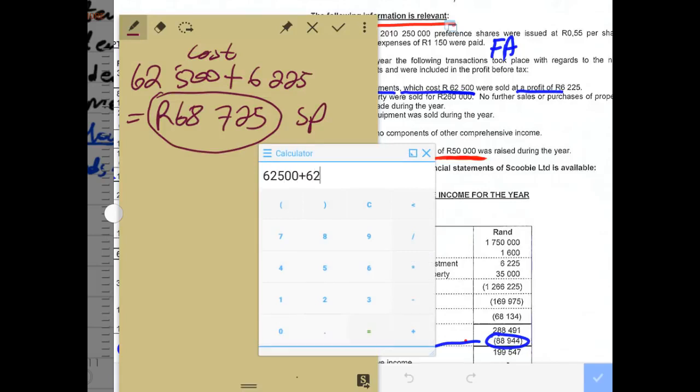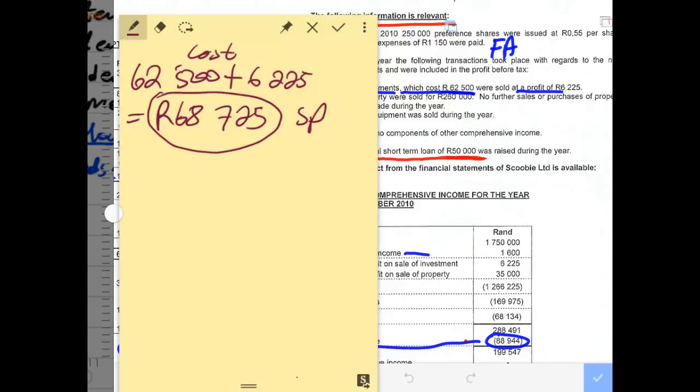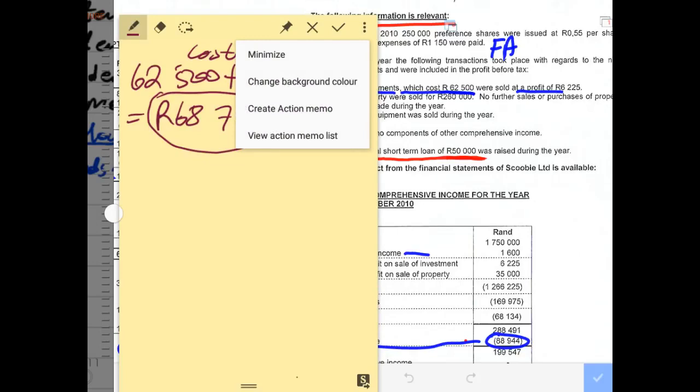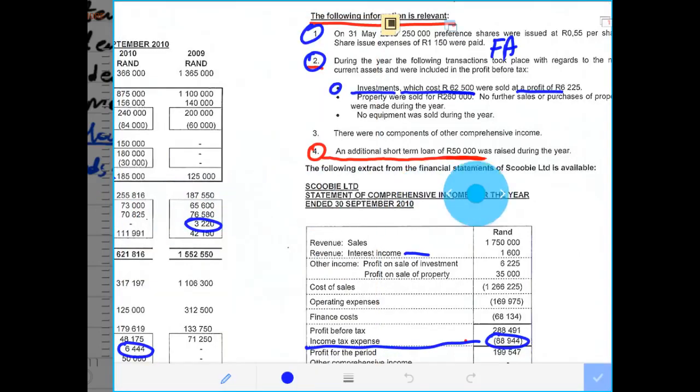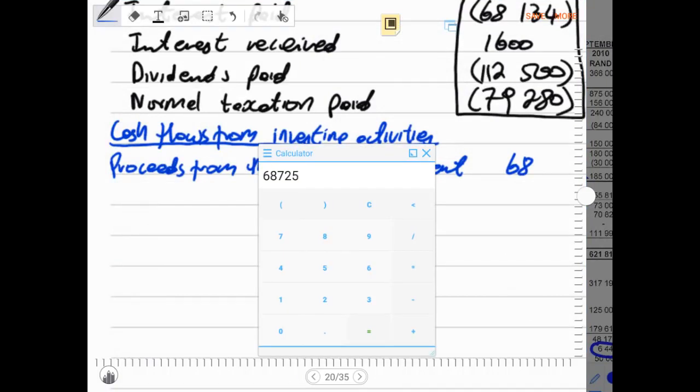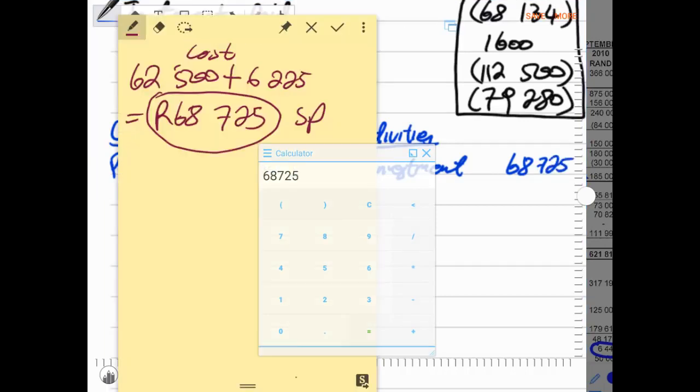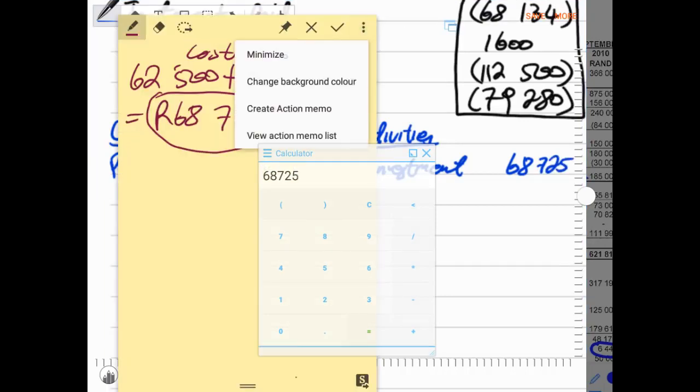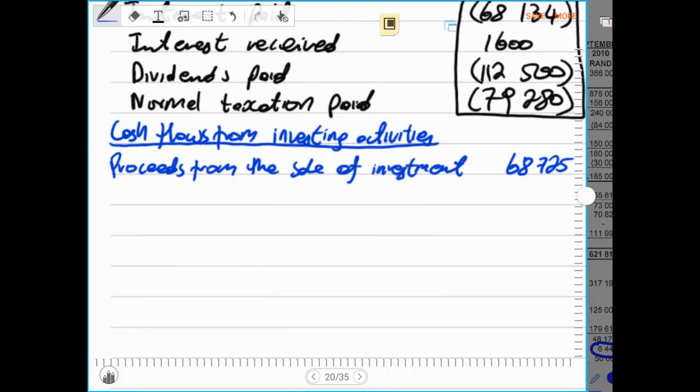62,500 plus 6,225 will be 68,725. That will be the proceeds on the sale of the investment. Therefore, this is the amount that will be recorded as the proceeds, 68,725. It was sold at a profit. That will be positive because the money came into the business.